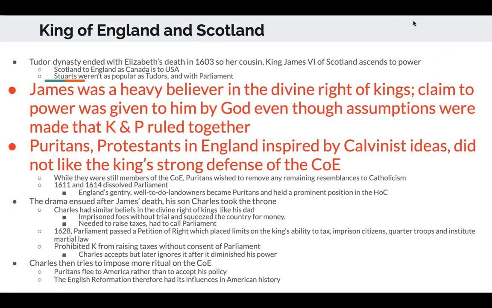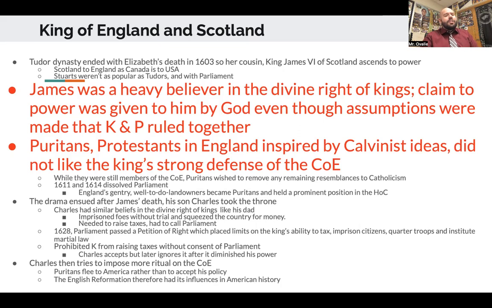Scotland is to England as Canada is to the United States. We make fun of them a lot. I mean, they didn't have universal health care back then, so you can't really say that. But back in the day, England doesn't like Scotland like you don't like Canada.